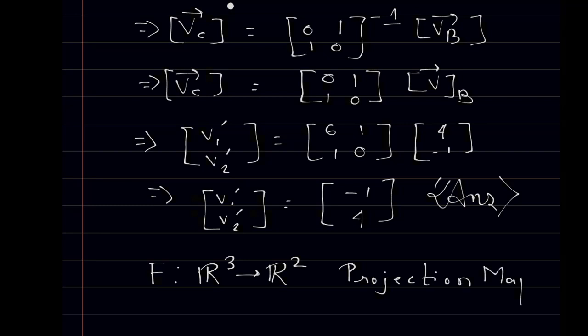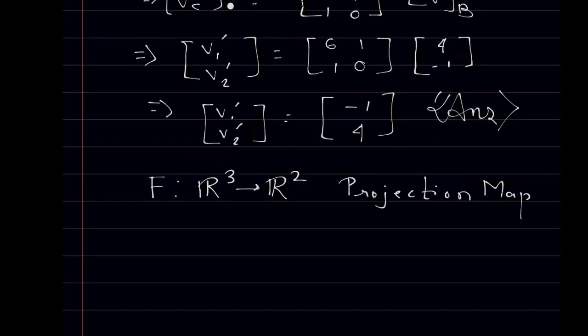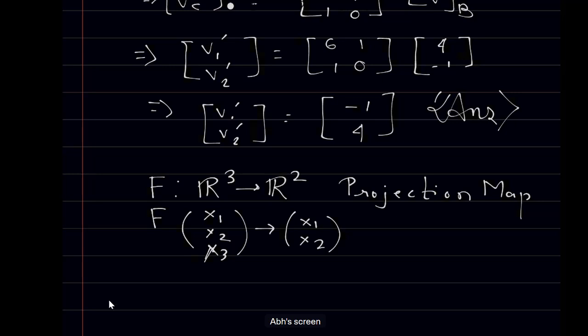What is a projection map? If you have F acting on any vector in R3, let that vector be (x1, x2, x3), then you are only going to get a vector in R2, (x1, x2). So x3 goes out. Okay, so this is the definition of my map. Now using this map, I'm going to calculate the matrix that transforms the basis. Okay, so let us choose the standard basis and do our work.